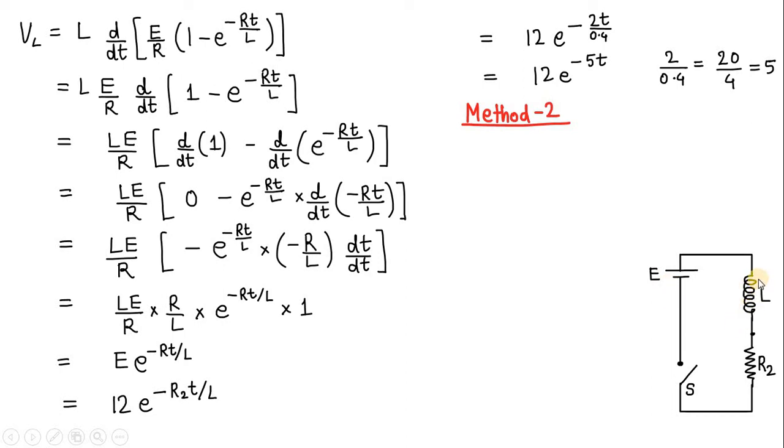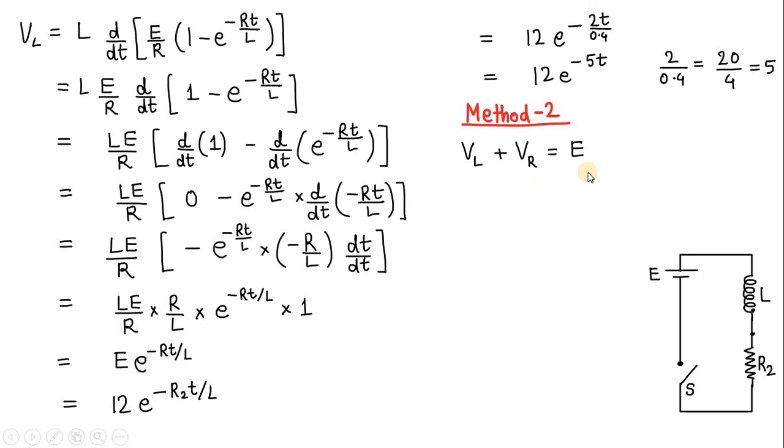Now, in any kind of series combination, whether it is a series combination of two resistances or two capacitors or an inductor with a capacitor, the potential difference across the inductor plus the potential difference across the resistor, this summation must be equal to the potential difference of the battery. That means VL plus VR should be equal to E. If we had two resistances, then the potential difference of the first resistance plus the potential difference of the second resistance must be equal to the EMF of the battery.